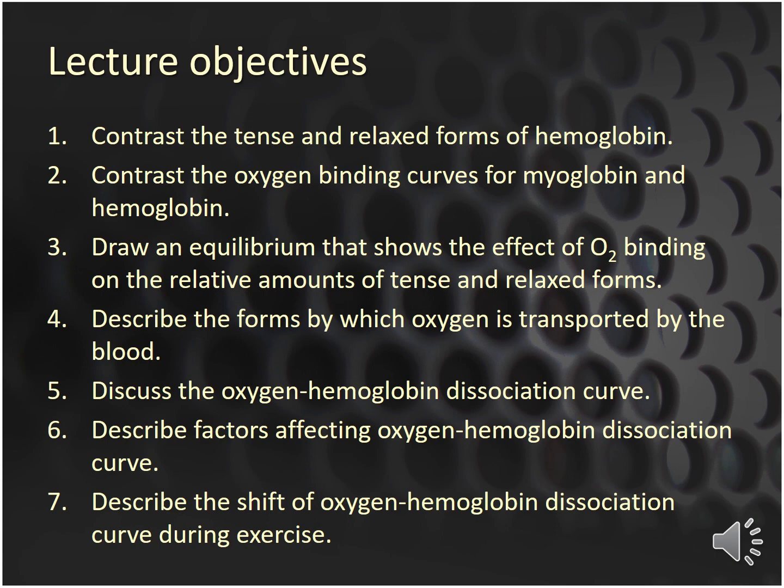The lecture objectives: contrast the tense and relaxed forms of hemoglobin, contrast the oxygen binding curve for myoglobin and hemoglobin, draw an equilibrium that shows the effect of oxygen binding on the relative amount of tense and relaxed forms, describe the forms by which oxygen is transported by the blood, discuss the oxygen hemoglobin dissociation curve, describe factors affecting the oxygen hemoglobin dissociation curve, and lastly describe the shift of the oxygen hemoglobin dissociation curve during exercise.